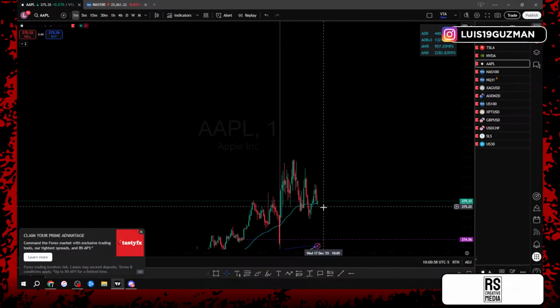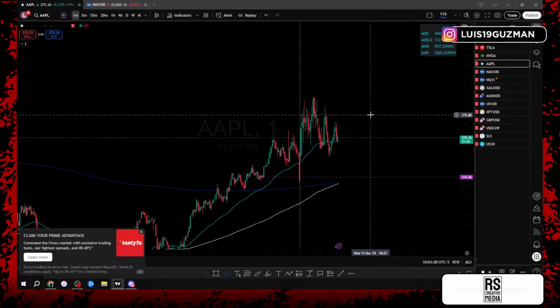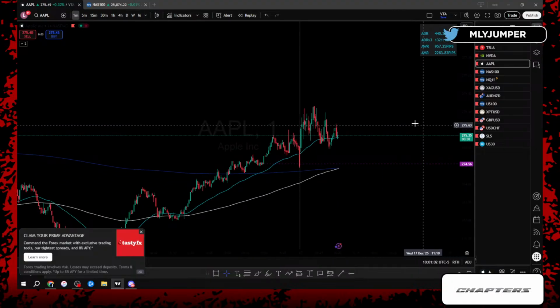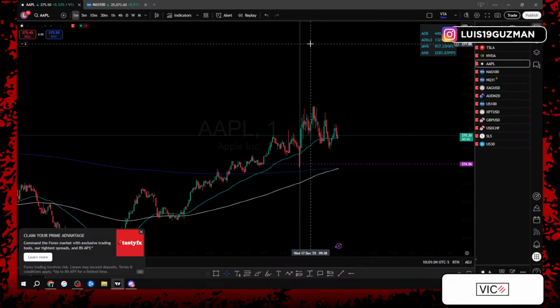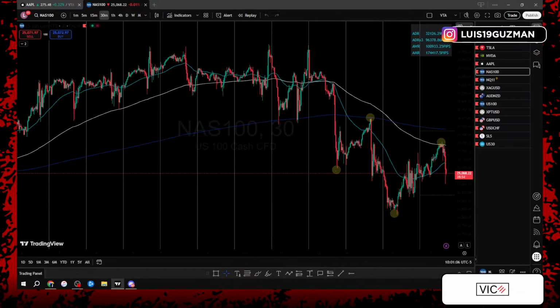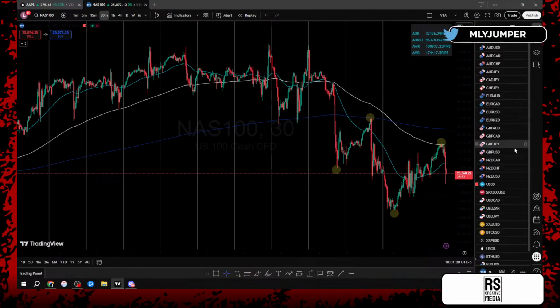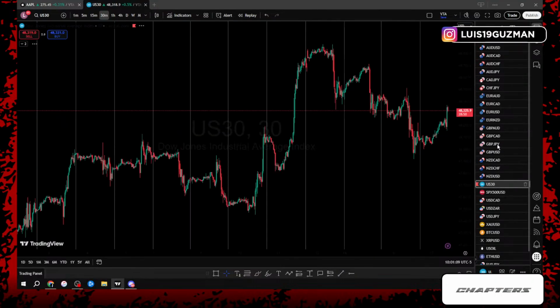Would have loved to have seen that 1 minute engulfing. That would have been perfect. And then on this page, we'll continue to look at US 30 real quick.